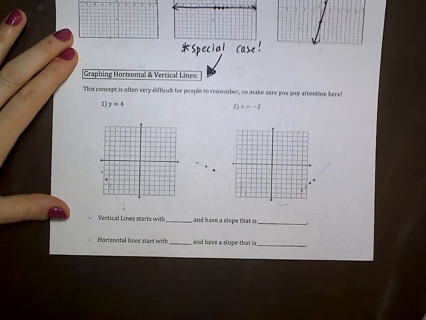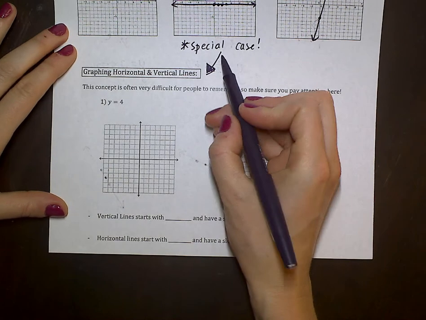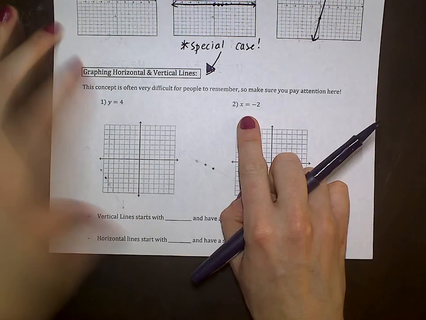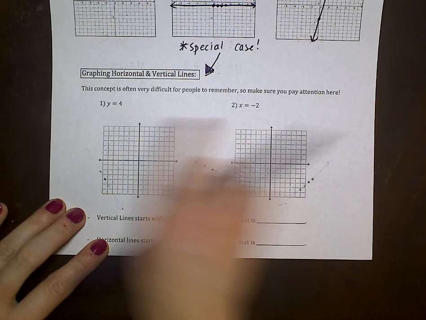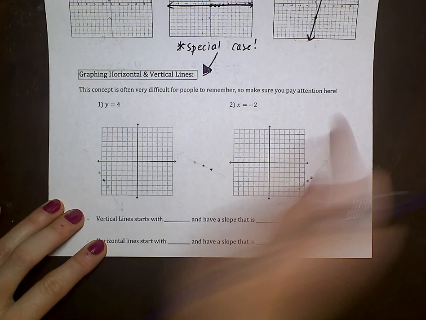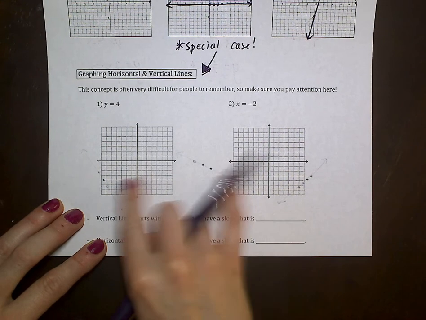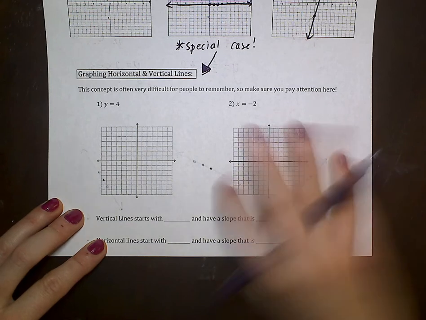All right, at the very bottom, let's talk a little bit more about the special cases. They're horizontal and vertical lines. So here's one of each. These look weird to people, and oftentimes this concept is pretty difficult for everybody to remember. So pay close attention, because they're still lines, but they're going to be mixed in with all the regular mx plus b lines, and you've got to recognize when they happen.